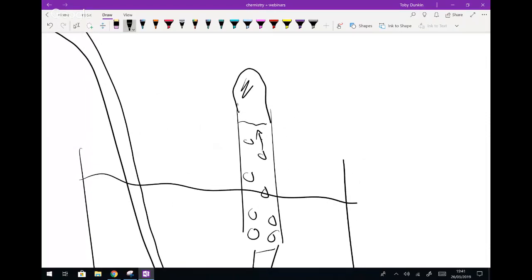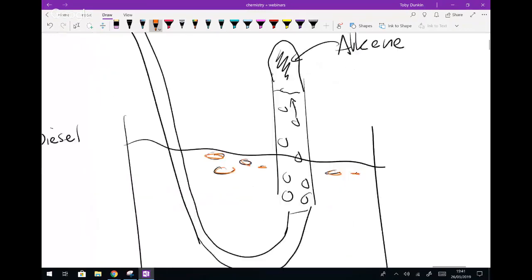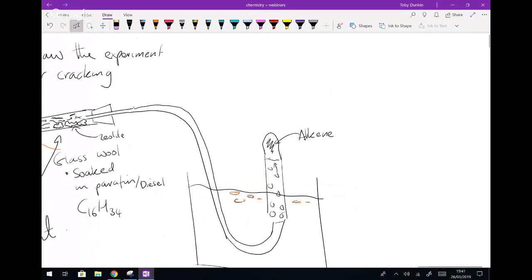With the gas, of course, collects up here. Here's your alkene gas collected. And what you then also tend to get is little droplets of oil all over the place. I should do that in a different color just to make it look like oil. And that, of course, is our shorter alkane. So in this case, we've lost the oil.